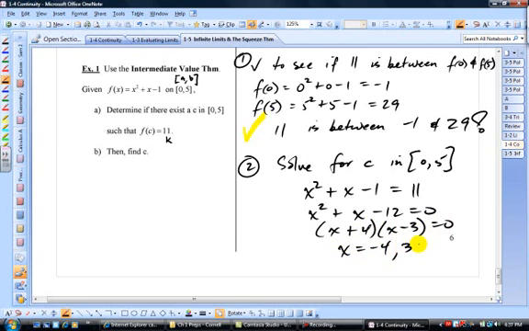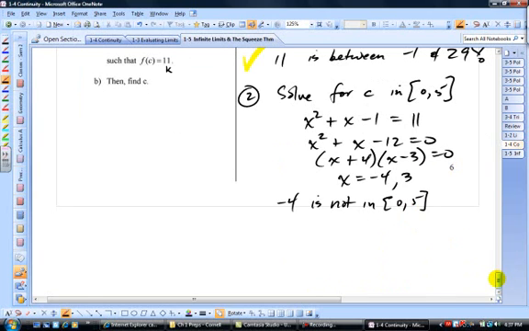Now, negative 4 is not in the closed interval from 0 to 5. But 3 is. 3 is in 0, 5, which implies that c equals 3. Remember, c has to be in that closed interval.